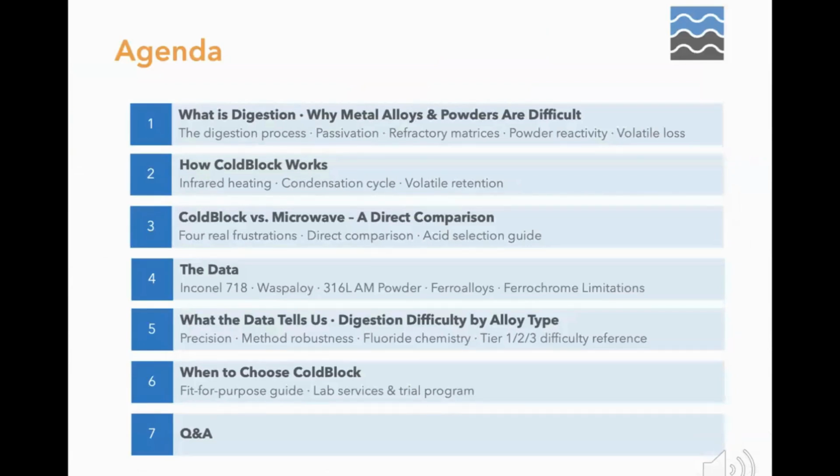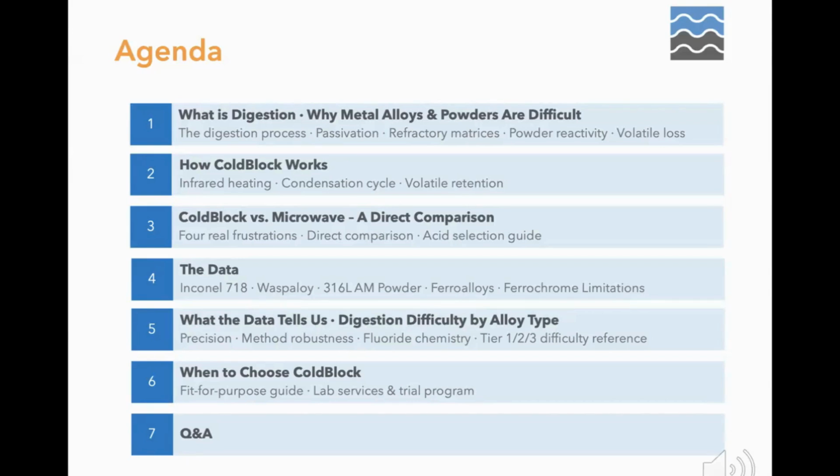Just in terms of an agenda, we're going to cover 7 sections today, and I'll move through them relatively quickly. We'll start with just the basics of digestion, but in particular, why digestion of metal alloys and powders is especially difficult. We'll cover some of the limitations around the current methods that are being used, and we'll do some comparing and contrasting between ColdBlock sample digestion and a standard microwave digestion. We'll compare pros and cons of each method.